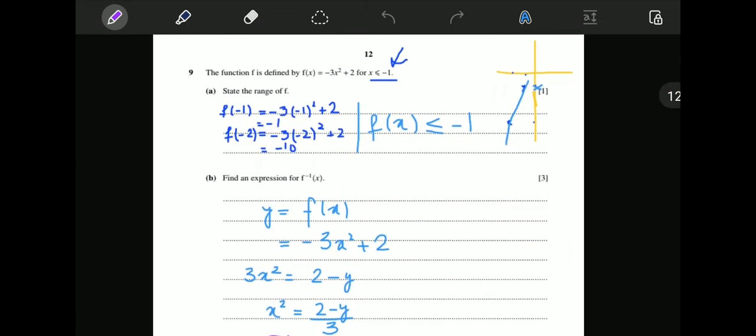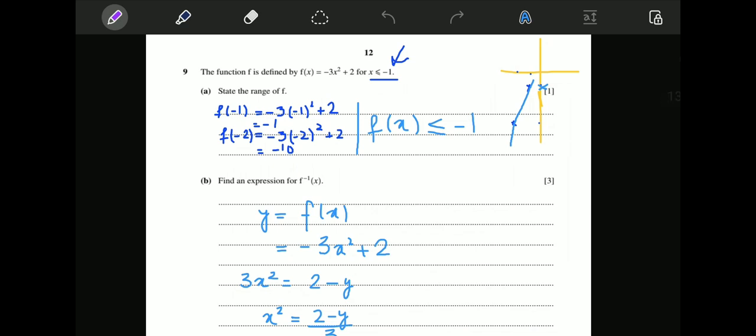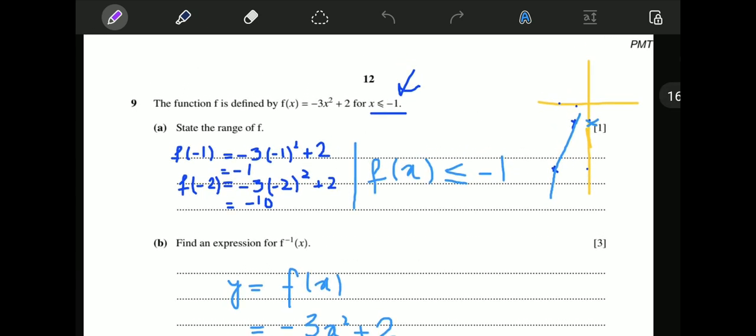Okay, so question 9 says the function is defined by minus 3x squared plus 2 for x smaller than or equal to minus 1. This is the given domain. State the range of f. To find the range of a function, what we can do is simply substitute a few values of the domain, the values of x, to find the value of y, the range. So f of minus 1 will be equal to minus 1, and f of minus 2, by substituting another value, will give minus 10.